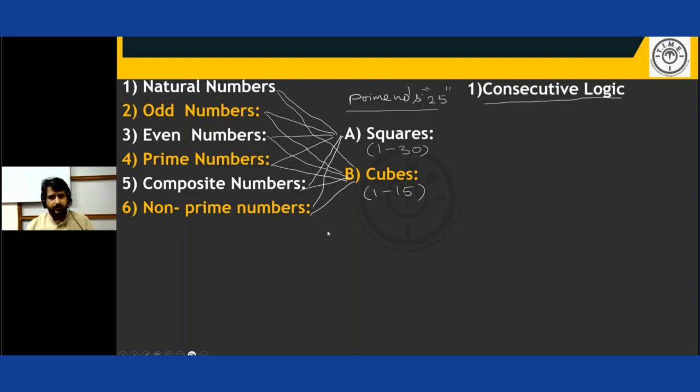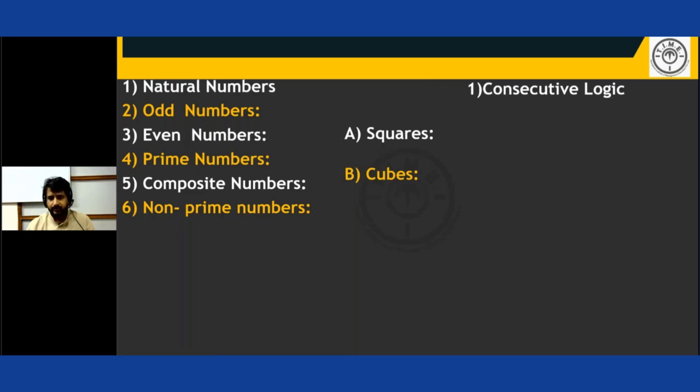Okay. Now let's move to the second logic. I hope you are clear with the first logic. The first logic is consecutive logic, where the numbers themselves follow a specific pattern. Now let's move to the second logic, difference logic. Let us take an example; you will get the idea.